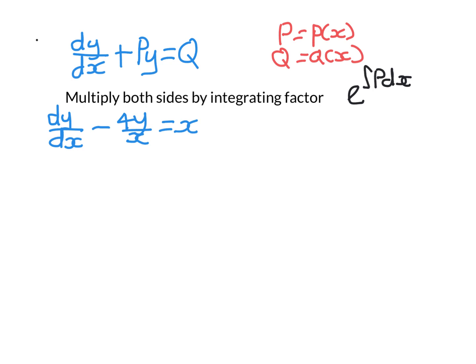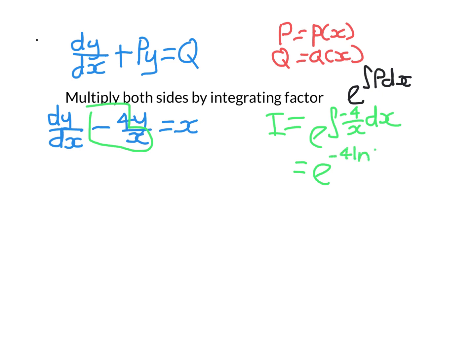The first step is to find the integrating factor. To do that, we need to locate p. So here we say p times y, so p will be everything that's not the y. So this is my p. So the integrating factor, which I'll call I, is e to the integral of p. So the integral of negative 4 over x with respect to x. Note that the integral of negative 4 on x is negative 4 ln of x.